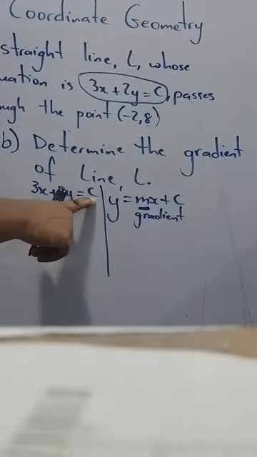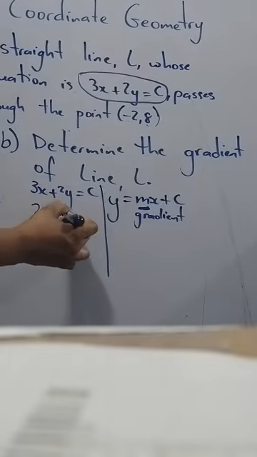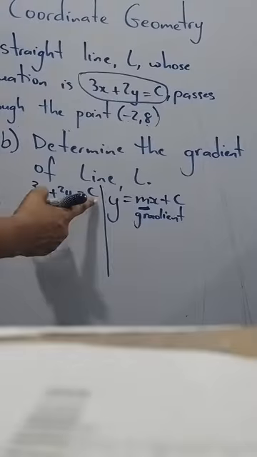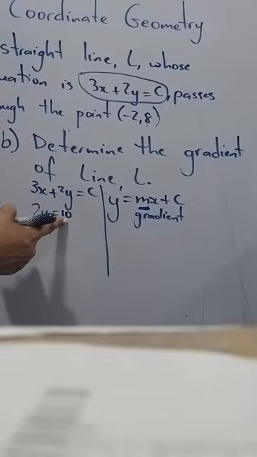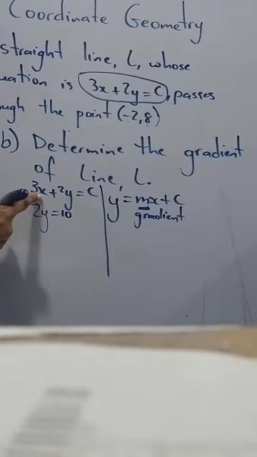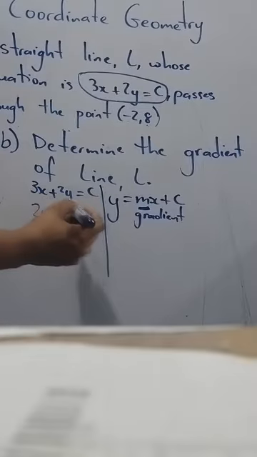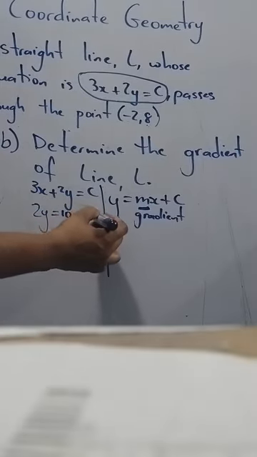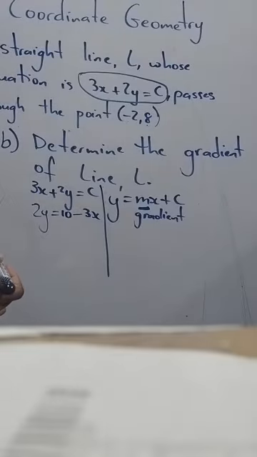Please note that we now know the value of c from part A. So c is 10. C was 10 from part A. I'm going to substitute that in. That's no longer unknown. I'm bringing over the 3x by subtracting it from both sides. So now that will be 10 minus 3x.